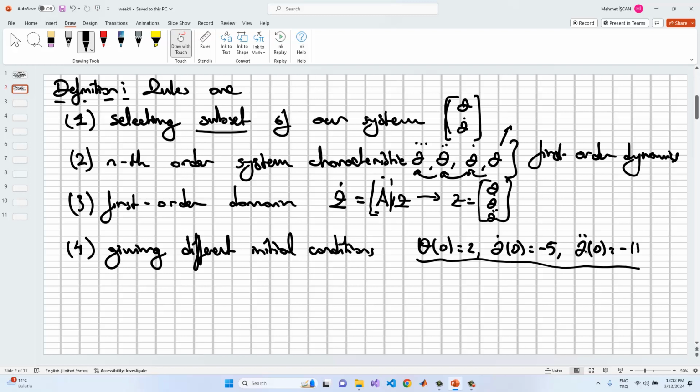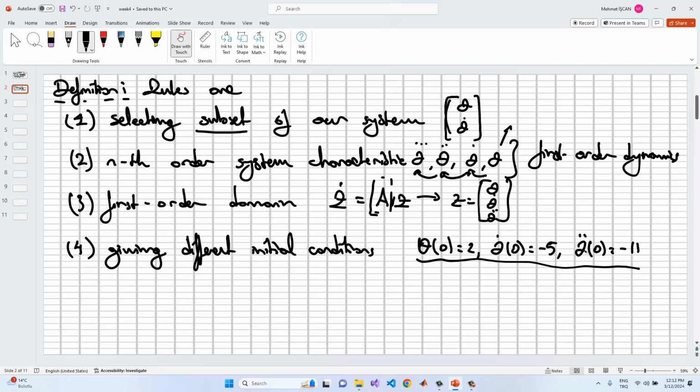I have a question. In the context of first order domain, what if we have something like x squared? How to convert it to first order? I will show that by using the mass spring damper system.